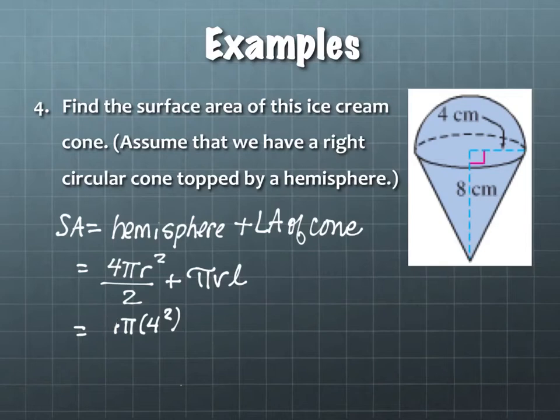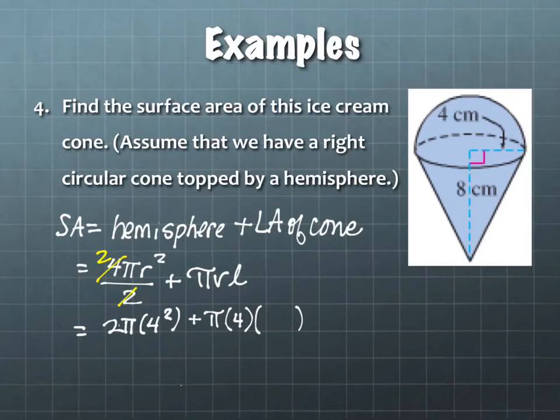I'm actually not going to write this as 4 anymore. This 4 reduces, so let's just take care of that. This 4 and this 2 reduce to a 2. So I have 2 pi and then 4 squared. I have plus pi times the same 4, but I don't have L. It's not given on this one.